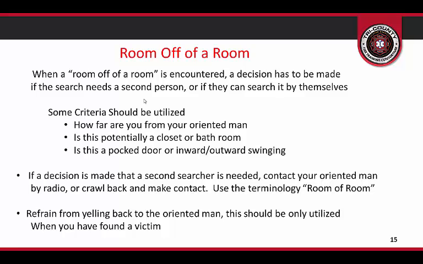If a decision's made that a second searcher is needed, contact your oriented man by radio or crawl back and make contact. Use the terminology, again, room off room. And that should mean the same thing to everybody. I need a second person. If I'm calling for a room off room, that means I need another person to go in and stay oriented while I go in or they go in and search this room off of a room.